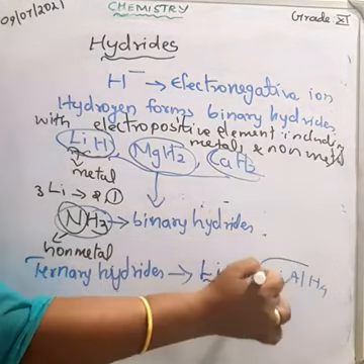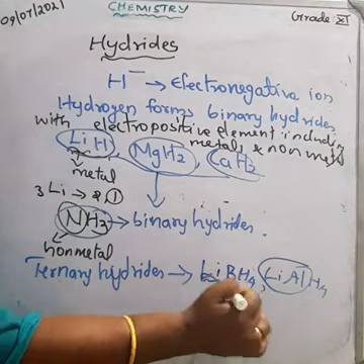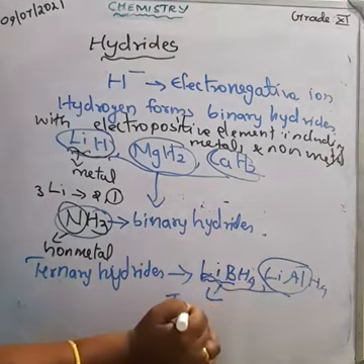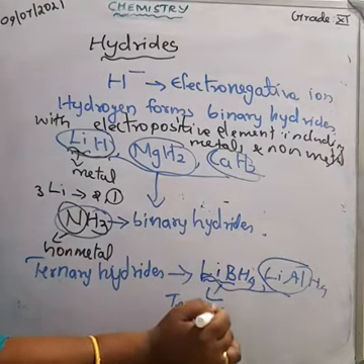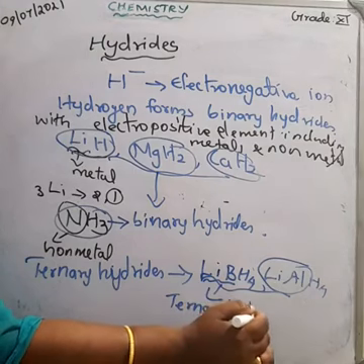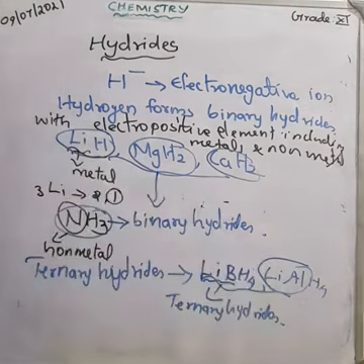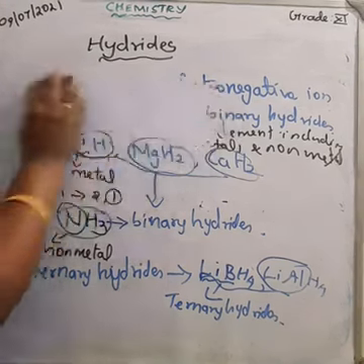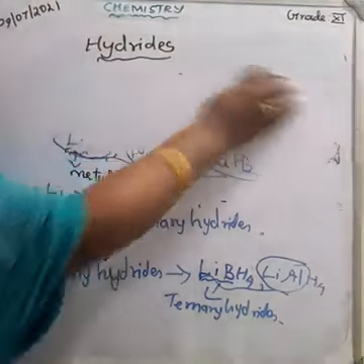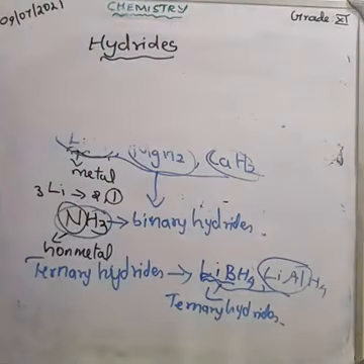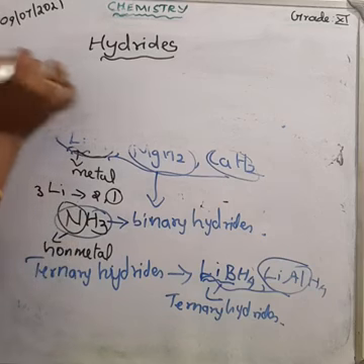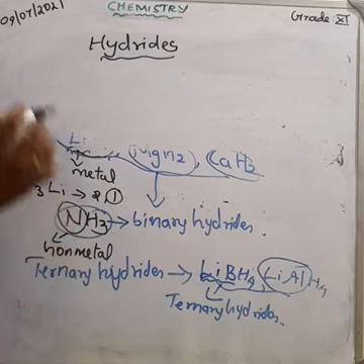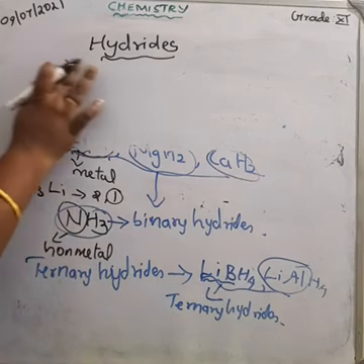These compounds we call ternary hydrides. Understand? Now we're going to study the types of hydrides. The hydrogen atom can form binary hydrides with many electropositive elements, including metals and non-metals, and it can also form ternary hydrides with two metals. Then we are going to study the classification of hydrides.